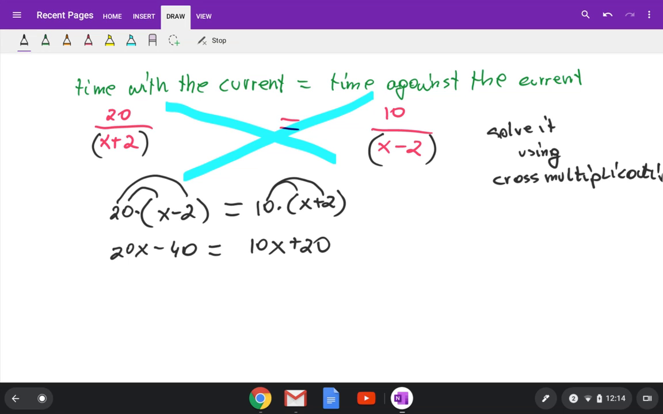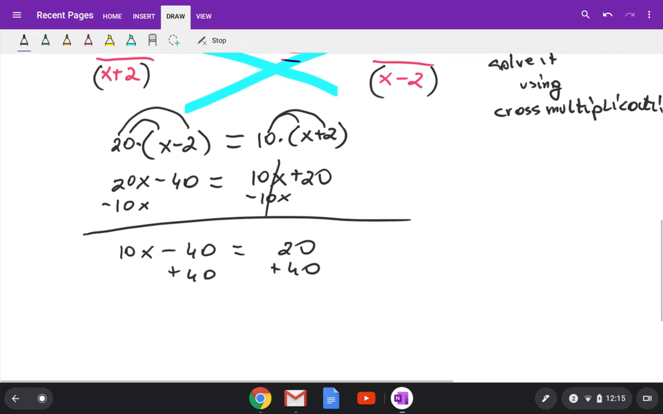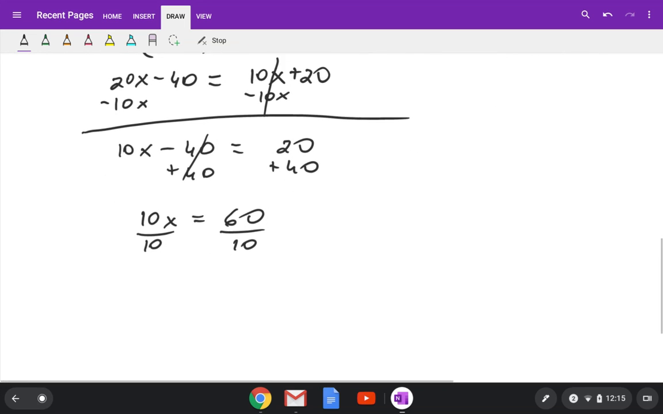And solve for x. I'm subtracting 10x from both sides. And we're getting 10x minus 40 equals 20. And just add 40 to both sides. And we're getting 10x equals 60. Divide by 10, divide by 10. And we're getting that x is equal to 6. Okay, x is equal to 6.